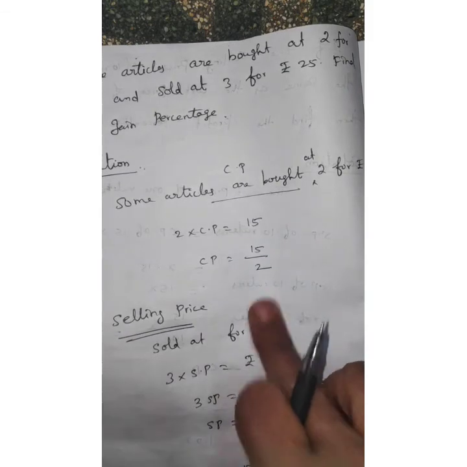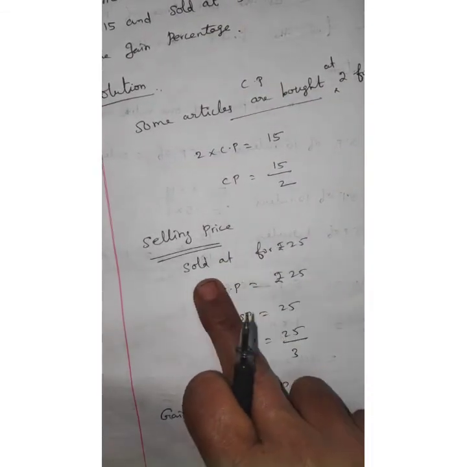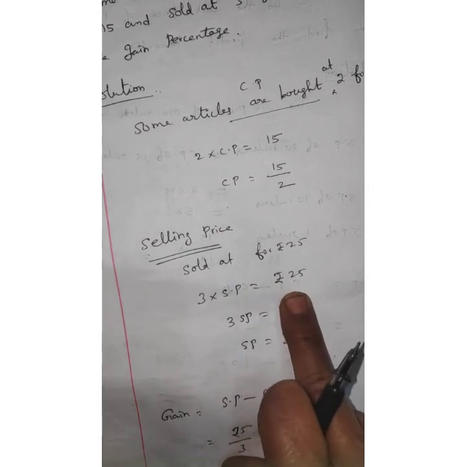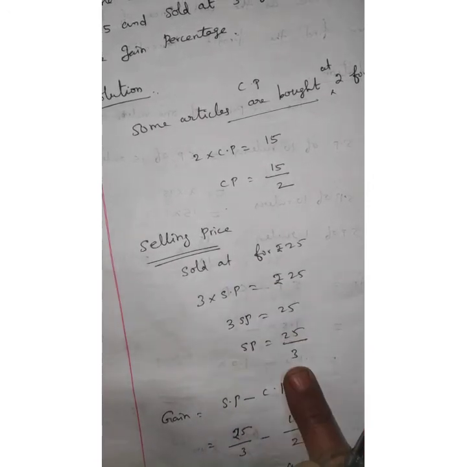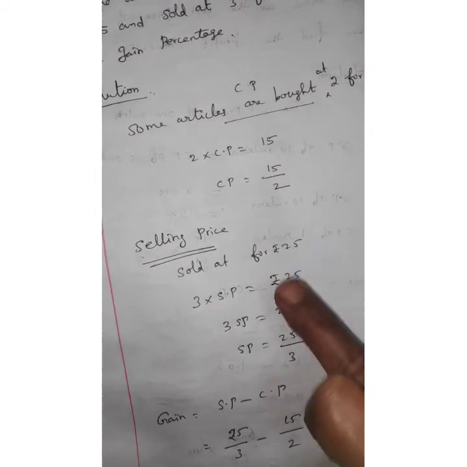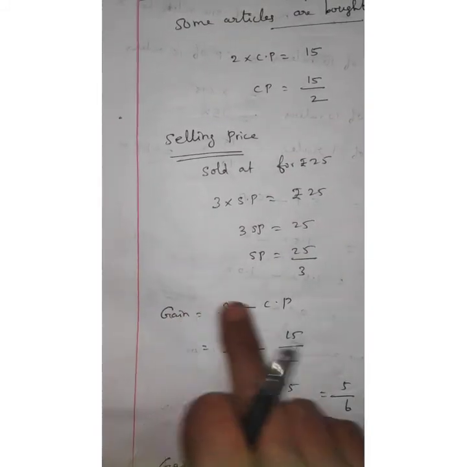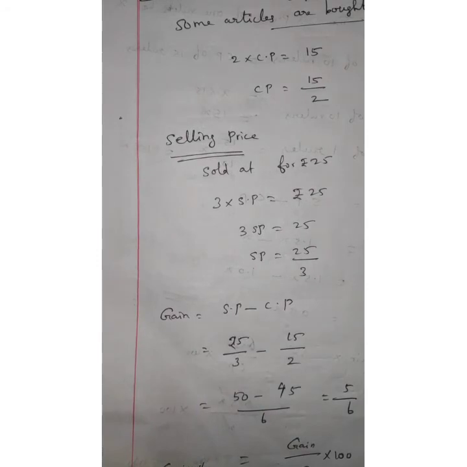CP equals 15 by 2. Selling price: sold 3 for 25 rupees. So 3 into SP equals 25, so SP equals 25 by 3. This is the cost price, and this is the selling price. Gain or profit formula equals SP minus CP.